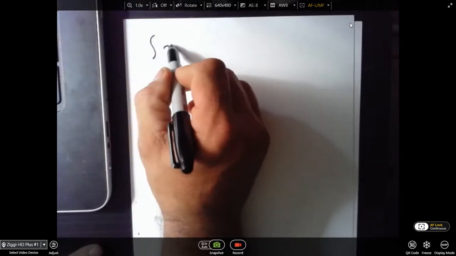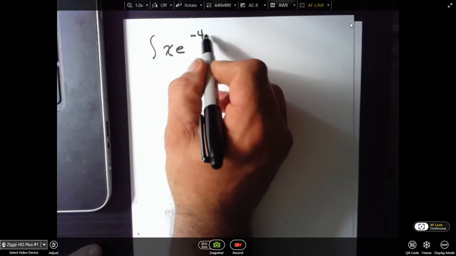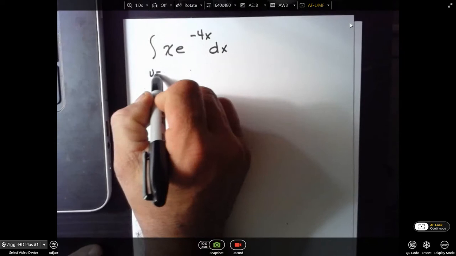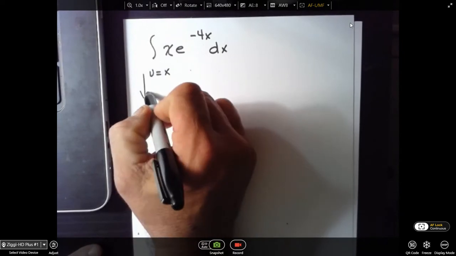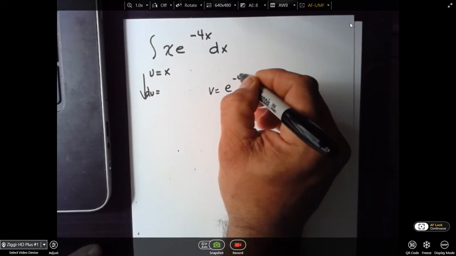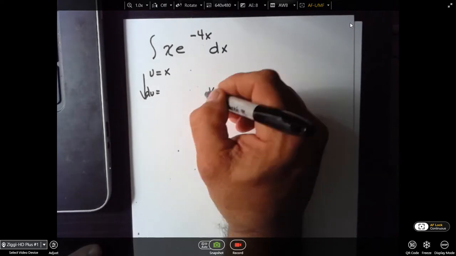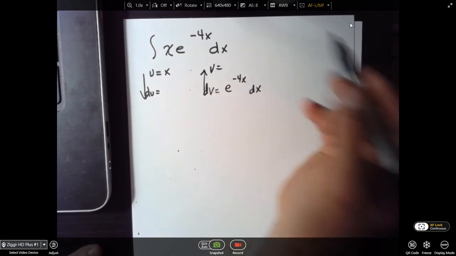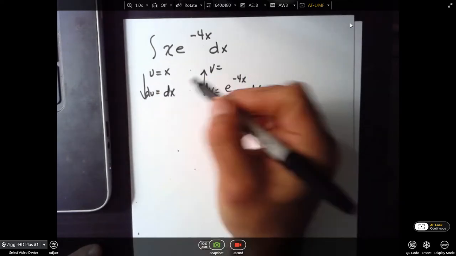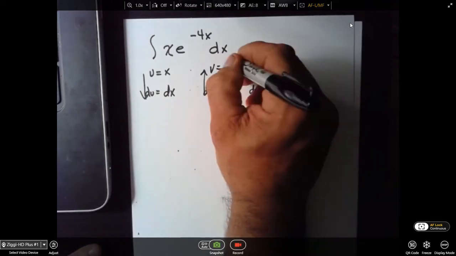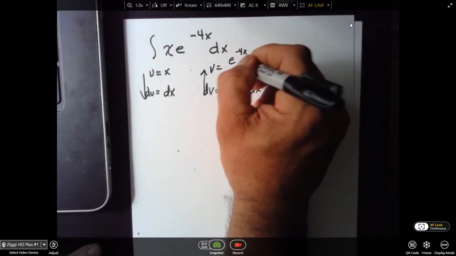Same type problem. Antiderivative of x e to the negative 4x dx. I'm going to make u equal to x, so we're going to have to get du. And dv is equal to e to the negative 4x, and we're going to find v. So du would be dx, derivative of x is dx. The antiderivative of e to the negative 4x is e to the negative 4x over negative 4.